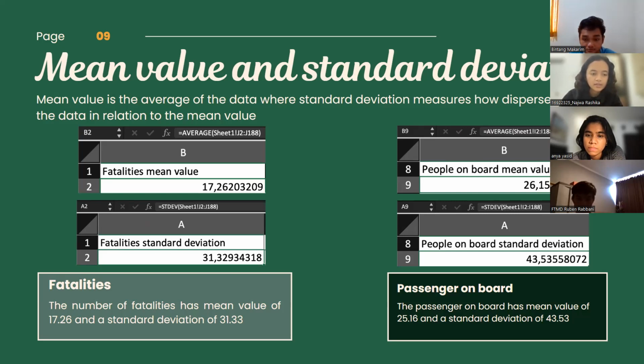And then the result is the number of fatalities has a mean value of 17.2, and a standard deviation of 31.3. And then for passengers on board, we have a mean value of 25.16, and a standard deviation of 43.5. So the higher the standard deviation means the more scattered the data is from the mean value. Next.